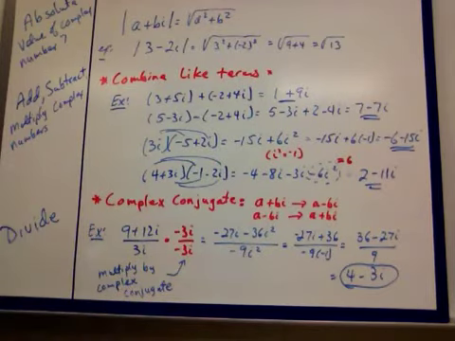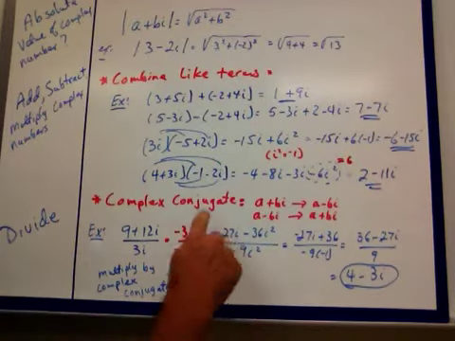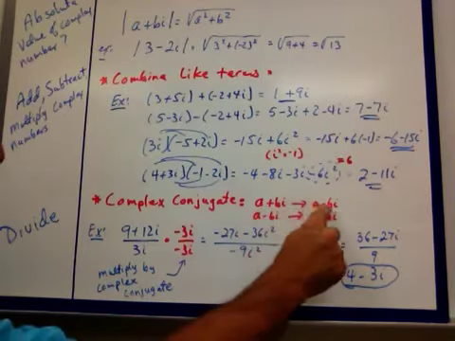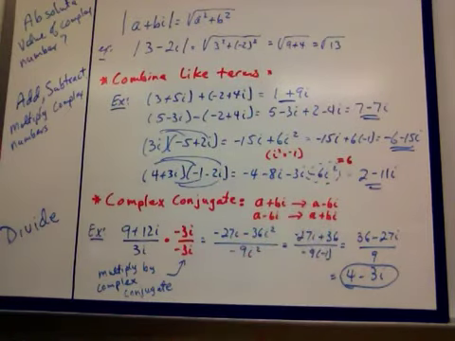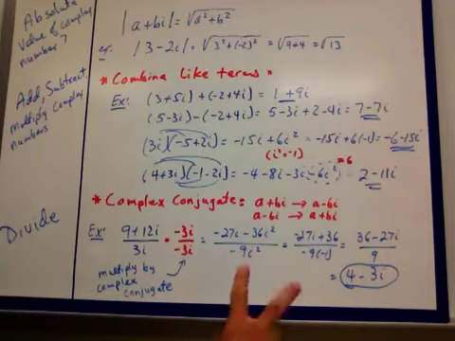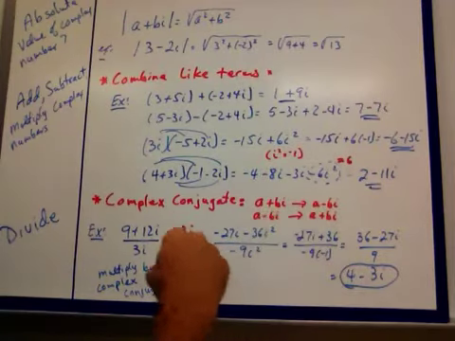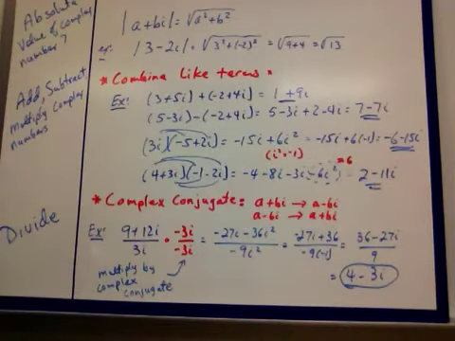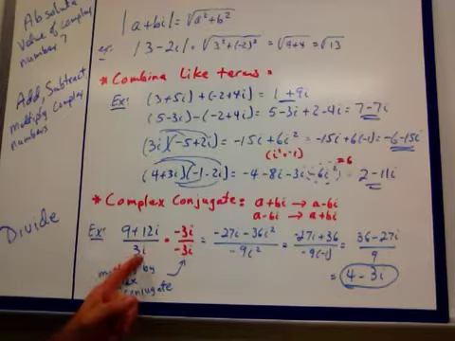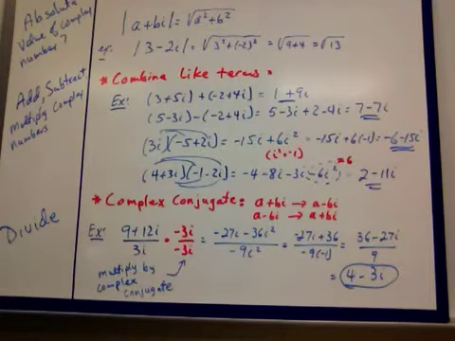You got to think about complex conjugates. And the complex conjugate is the same real number, but it's changed the sign on the middle of it. And the whole reason of that is, if you FOILed this, you'd end up getting a squared minus b squared, or a squared plus b squared. You get rid of the i, okay? And we don't want an i in our denominator, okay?